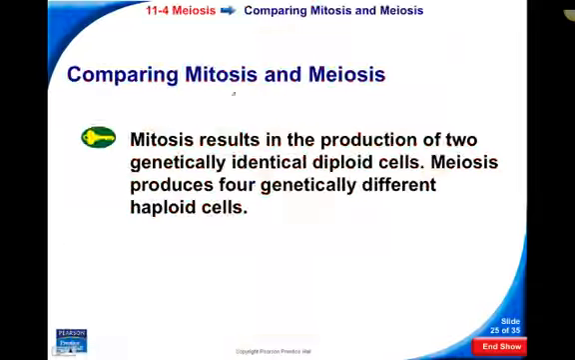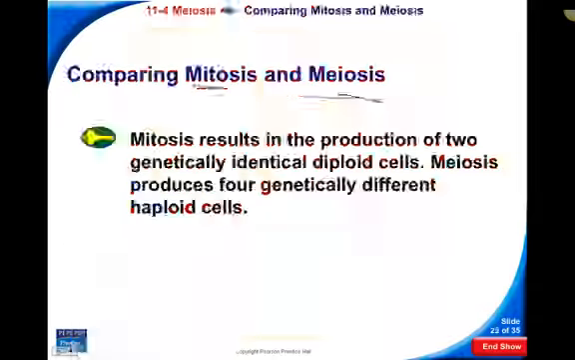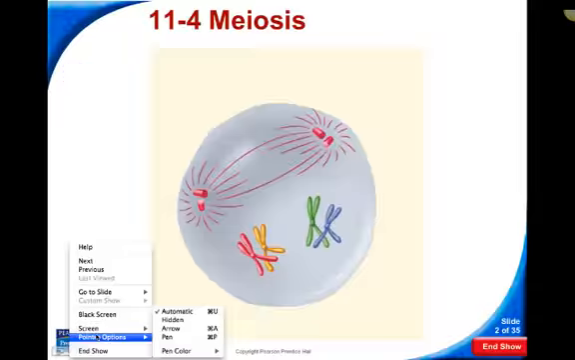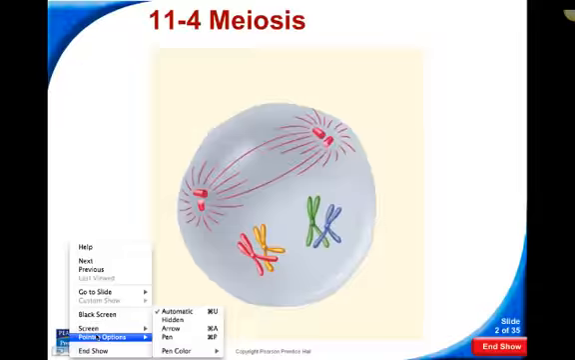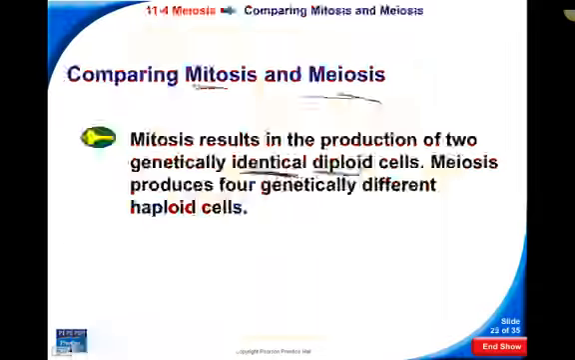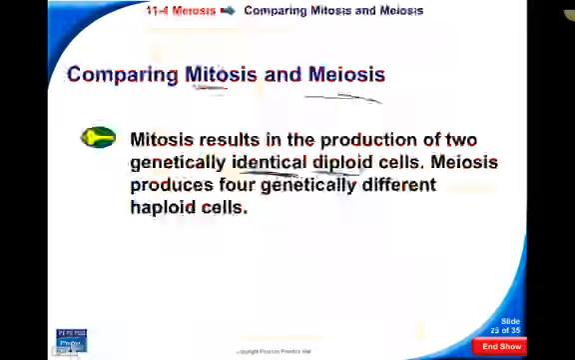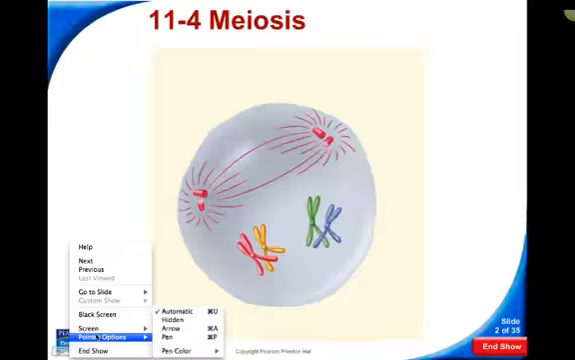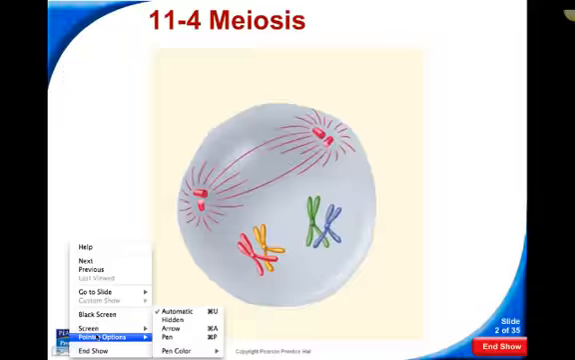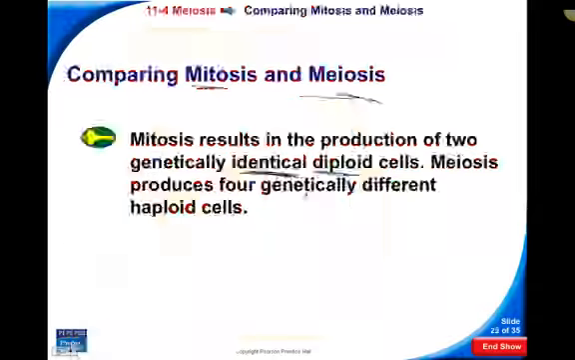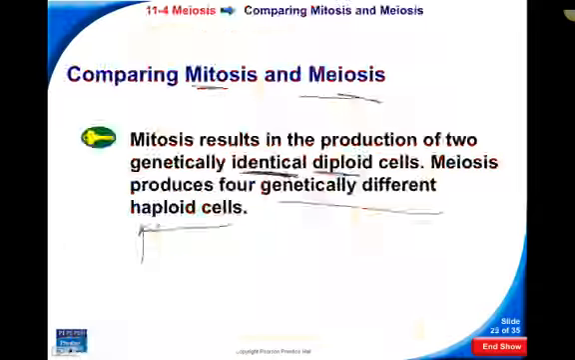Okay, so now we're going to compare mitosis and meiosis. Mitosis results in the production of 2 genetically identical diploid cells. Remember, they looked exactly the same. All it is, is copying the same exact cell. No mutations, no differences. If there are mutations, then there are bad things like tumors, but they are normally genetically identical. However, meiosis produces 4 genetically different haploid cells, meaning they have half of the original chromosomes.